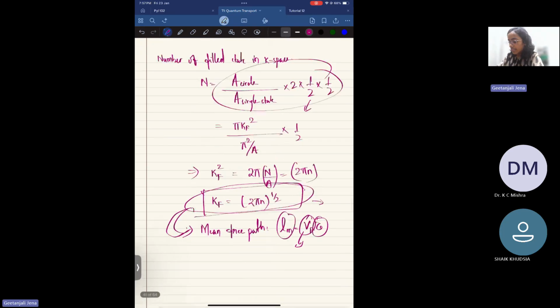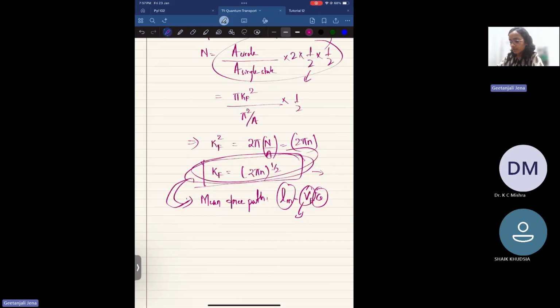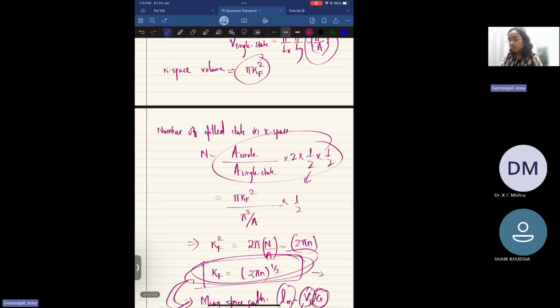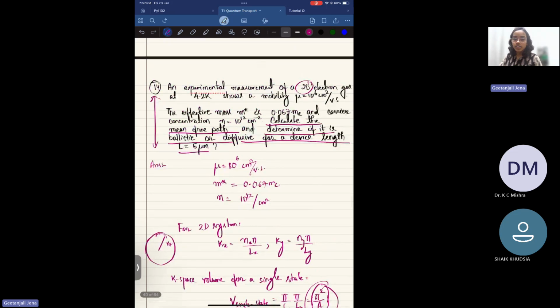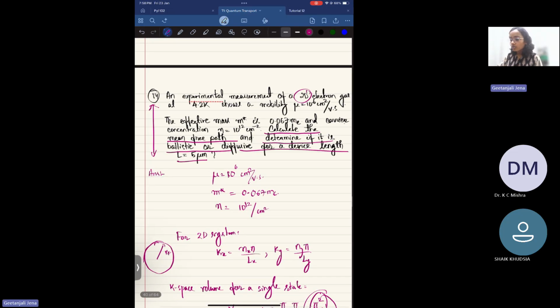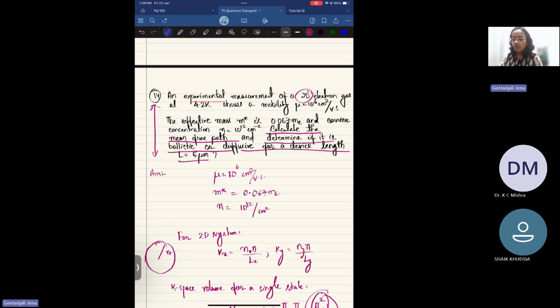Just use this kf formula, (2 pi n) to the power half. Find out what will be Vf and what will be tau. From that, you can calculate the mean free path. To check whether it will be diffusive or ballistic, you need to go to the definition of ballistic and diffusive transport. What is the condition required? Just check whether the condition is satisfied or not. If it is satisfied, then it will follow that transport. For now, just note down this problem and solve it when you get the time.